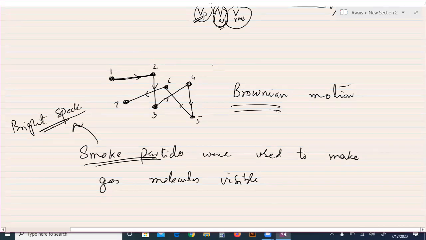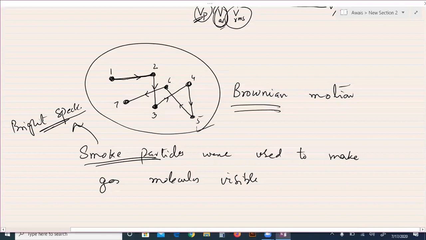So these are the bright specks which are moving from one collision to the other, from 2 to 3, 3 to 4. This is actually the behavior of the gas molecules, because the gas molecules are making them move in this pattern. The gas molecules are colliding with the smoke particles, and smoke particles are visible. So the behavior of the smoke particle is actually the behavior of the gas molecules. And this is called Brownian motion.